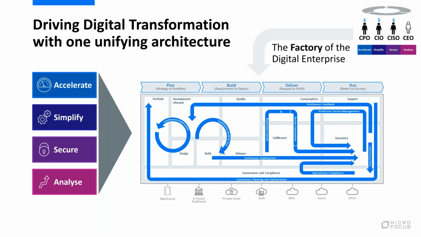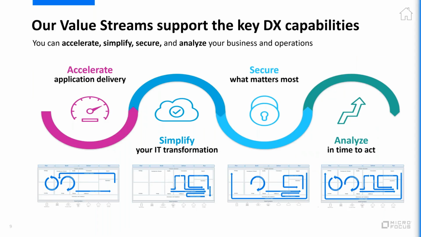And so what you can then do is analyze these value streams in this architecture and say which of the value streams are essential to optimize in order to accelerate application delivery. That's about continuous planning, continuous exploration, continuous deployment, and continuous feedback. Those four value streams are essential for accelerating application delivery.